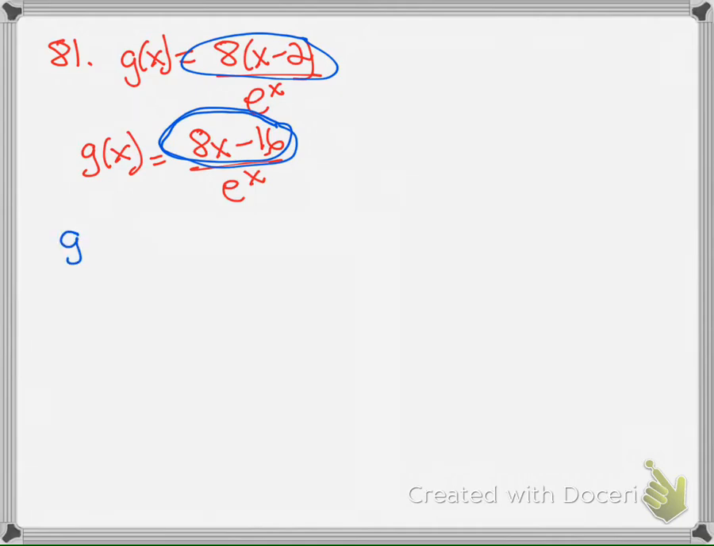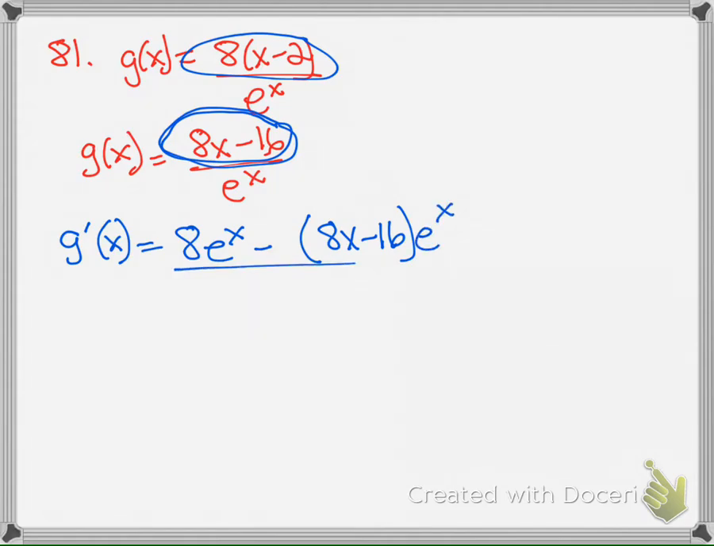So the derivative will be low, which is e to the x, d high, derivative of the top is 8, minus high, and since there's more than one term, you have to have parentheses. Okay? And let's see, low, d high, high, d low, e to the x, draw the line and square below. Okay, so that's the first step.